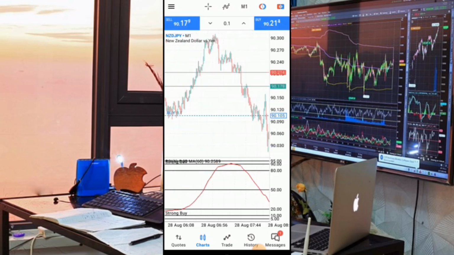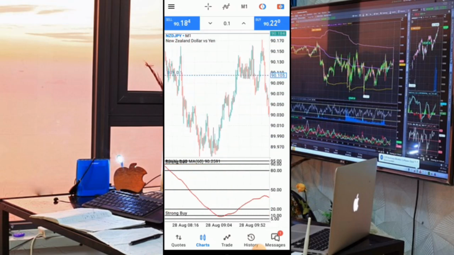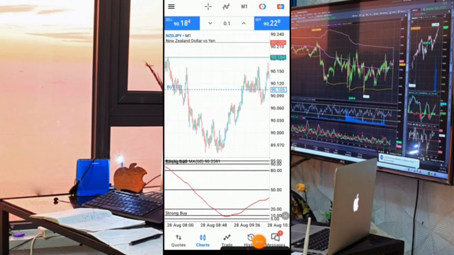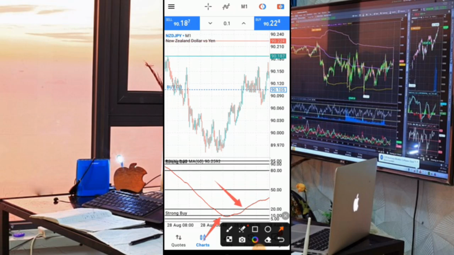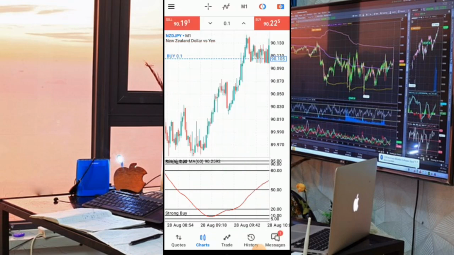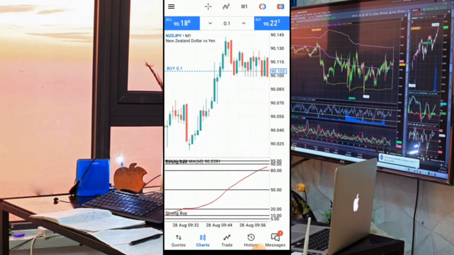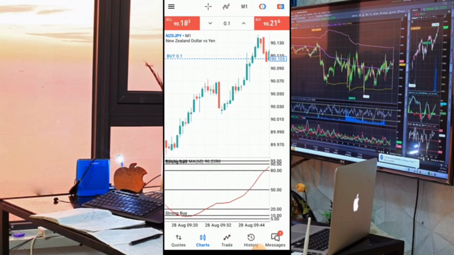Now maybe for a quick buy entry, this is what we do. We wait for price to hit the 10 line level, and then we wait for price to come and close above the 20 line level, and then we go up again on the chart and look for a bullish engulfing candle. So we want a bullish engulfing candle in this case.